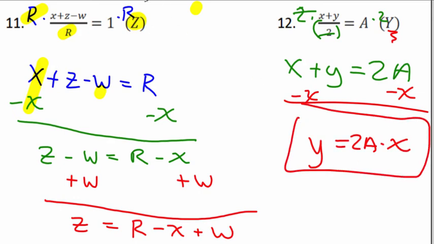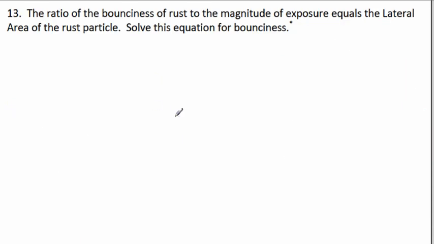How about an application problem or 2 or 3 or until we're ready here? Number 13, the ratio. Now, this is the most accurate equation I could find on the internet. It's all over the place. But let's write some of the stuff out. The ratio. What does ratio mean? Ratio means you have to divide. So the ratio of the bounciness of rust. Can we abbreviate that? Let's call that B, and let's use a subscript here. The bounciness of rust.